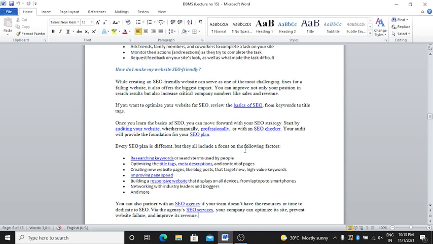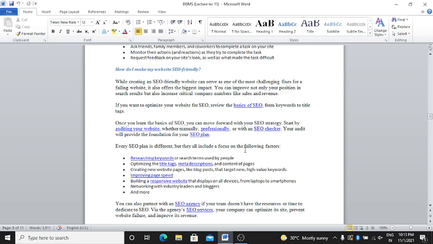Building a responsive website that displays on all devices, from laptops to smartphones. Networking with industry leaders and bloggers, and more. While creating an SEO friendly website can be one of the most challenging fixes for a failing website, it also offers the biggest impact.